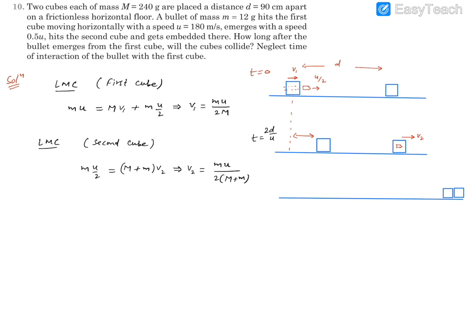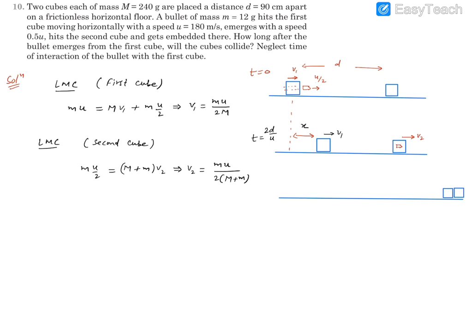Now this is moving with velocity v1 and this is moving with velocity v2, so v1 minus v2 is going to be the relative velocity. How much is the distance to cover? Let's say the distance covered was x, so the remaining distance is going to be d minus x.